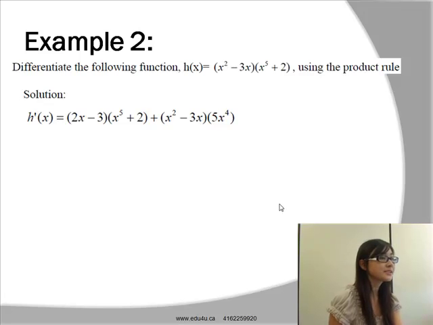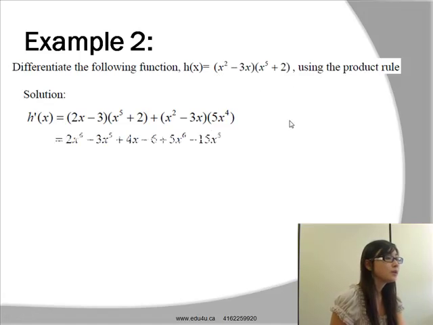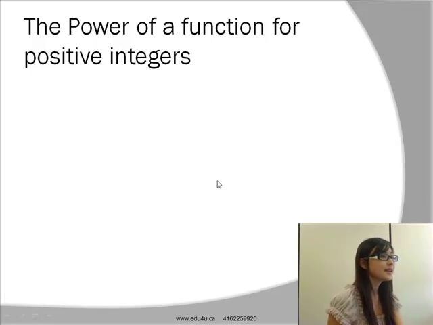Once again, we're asked to differentiate h of x, and from the previous slide we know that the derivative of h of x equals f of x times g prime x plus g of x times f prime x. In this case, f of x will be equal to this first expression and g of x will be equal to this second expression. When we plug in the values and simplify it out, that will be equal to 7 times x to the power of 6 minus 18 times x to the power of 5 plus 4x minus 6.